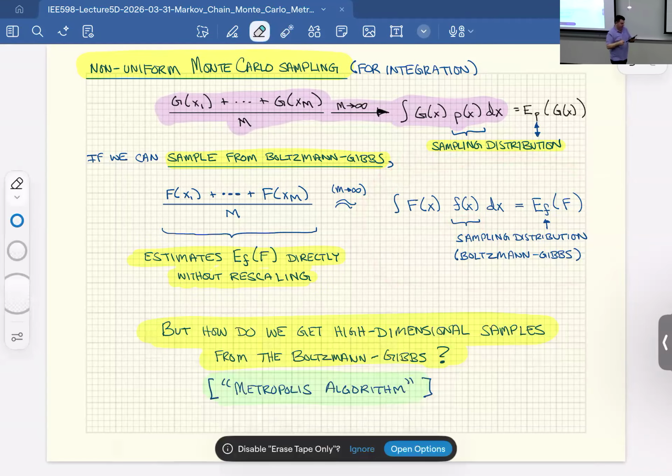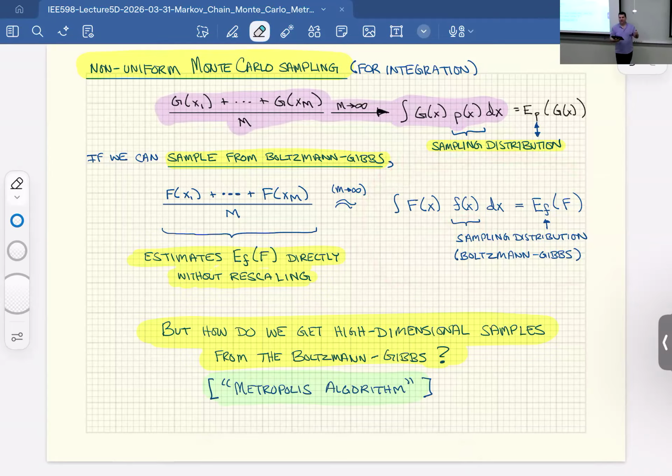But of course, the problem is, how do we do that? How do we sample from the Boltzmann? That's the problem we have to solve, and that was what was solved in that paper.